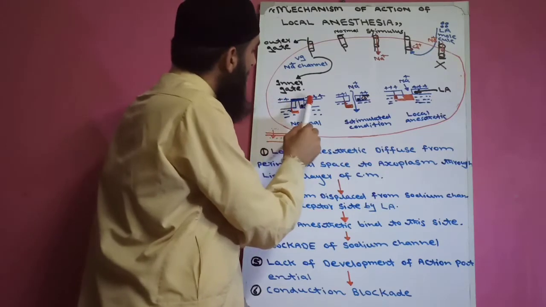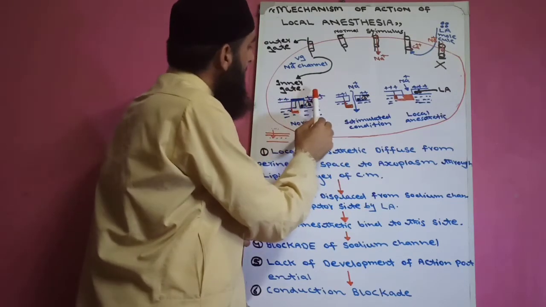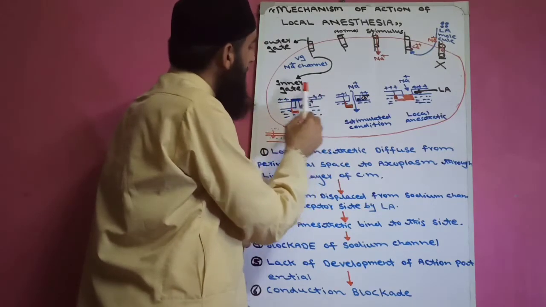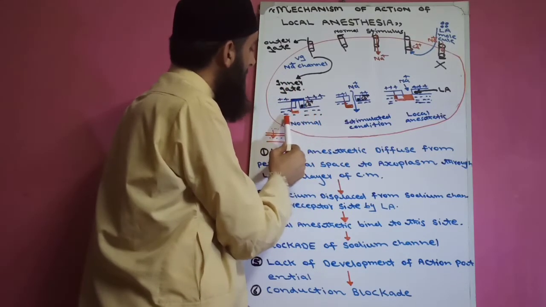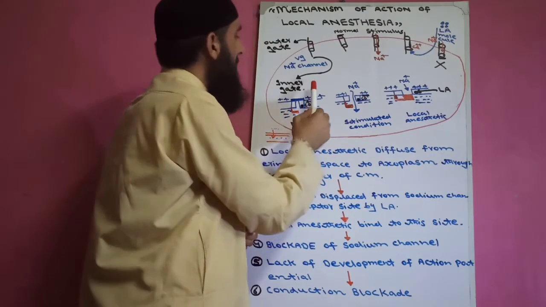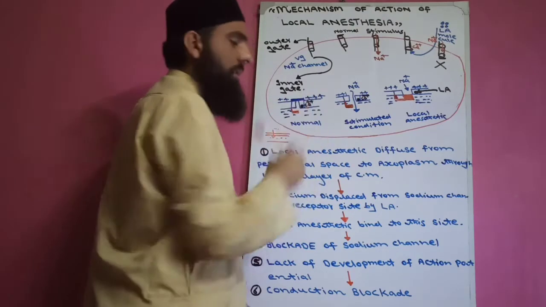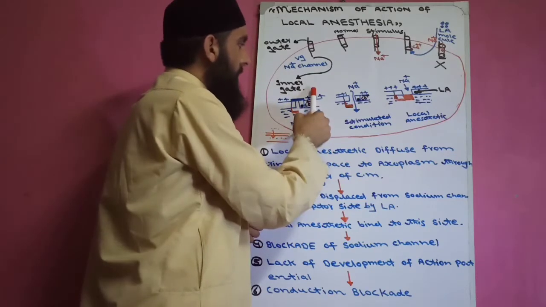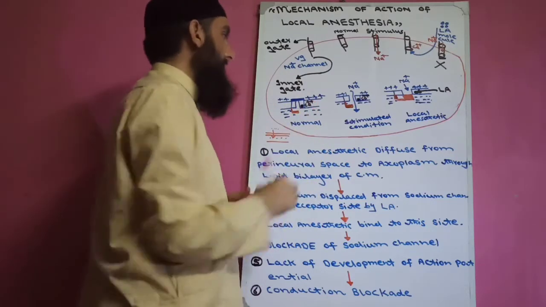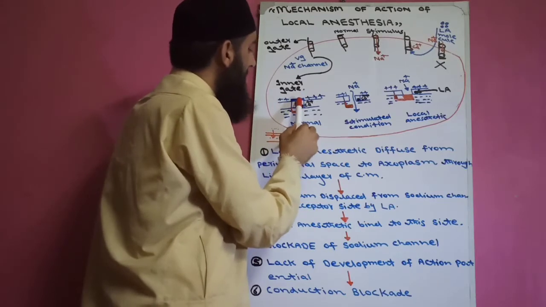This is the sodium ion channel, and this is the outer surface of the cell, which has positive ions. On the inner side of the cell there will be more negative ions, and on the outer side there will be more positive ions. It means the cell is polarized. This is the positive pole and this is the negative pole. This is the voltage gated sodium ion channel.